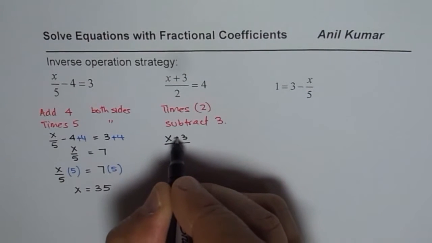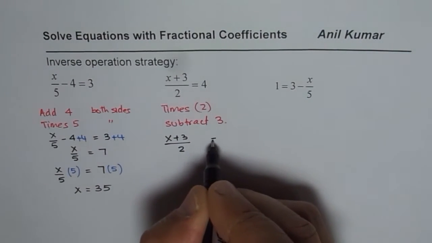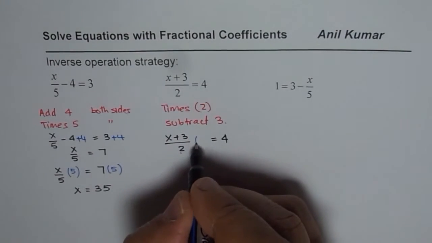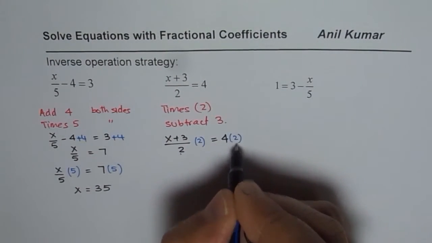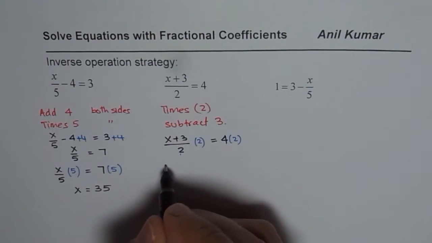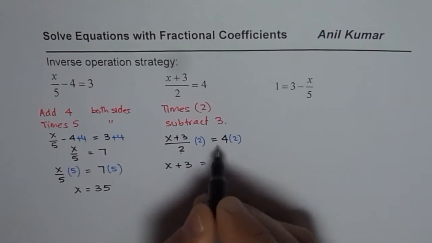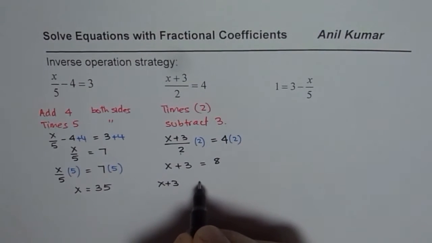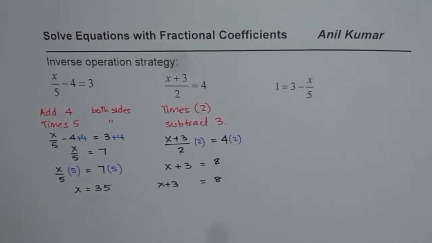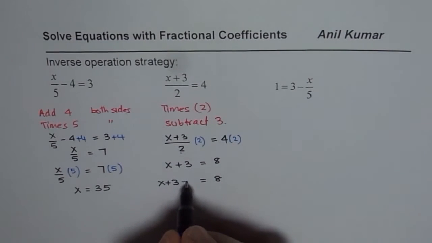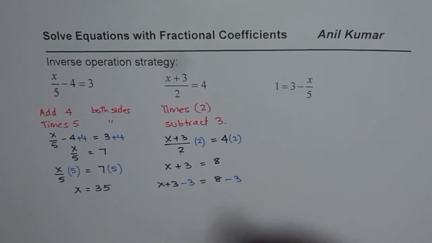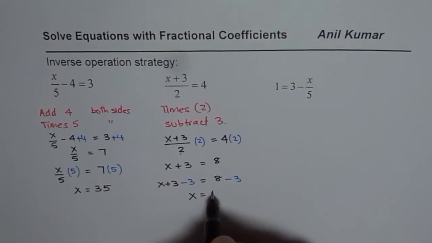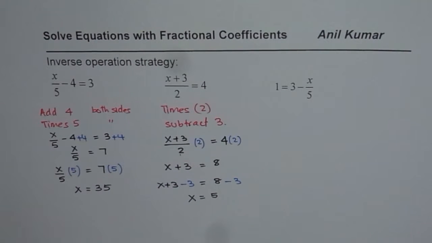So it is (x plus 3) divided by 2 equals 4. We will do times 2 because we want to get rid of this 2, right? So what we get here is x plus 3 equals 4 times 2, which is 8. And once you have x plus 3 equals 8, you want to get rid of 3. So you'll do minus 3 on both the sides. Minus 3 on both sides means x equals 8 minus 3, which is 5, right?